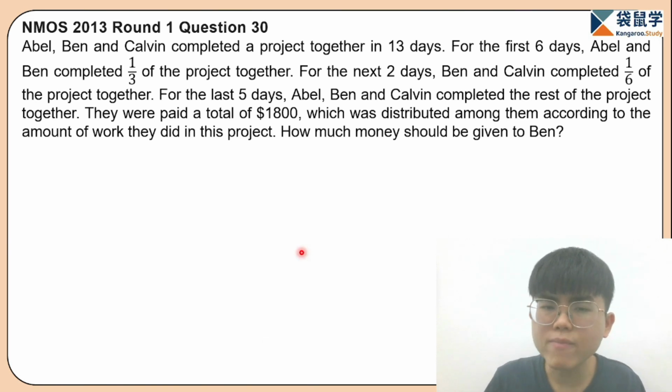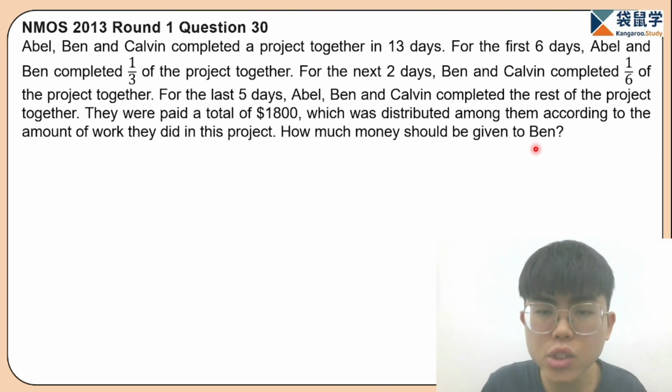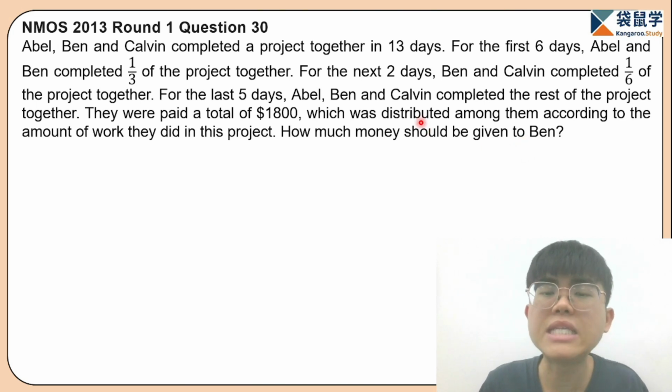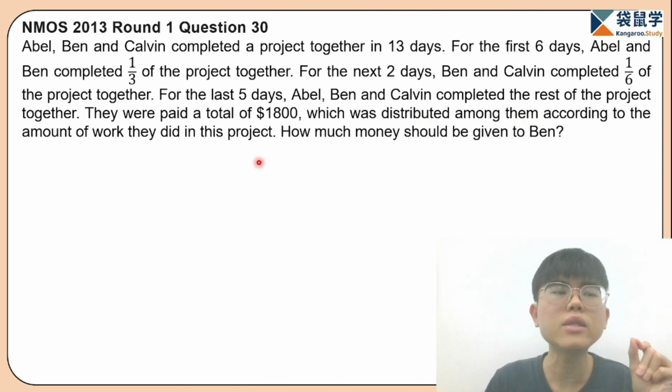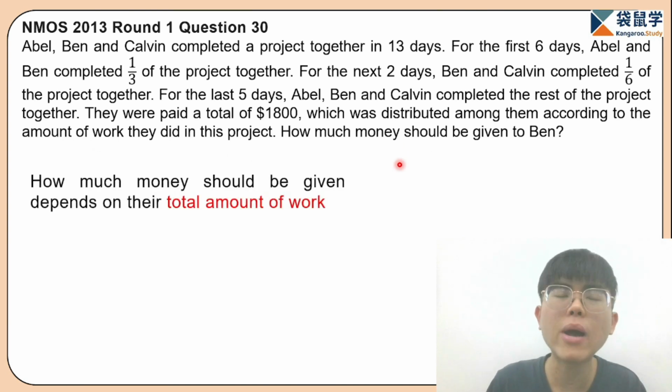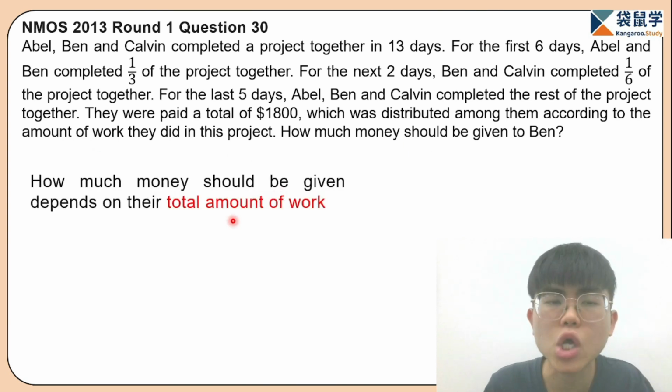So we are trying to find how much money should be given to Ben. Everyone, what does it depend on? From the question, we say that it must be distributed among them according to the amount of work, right? So how much money given to them depends on the total amount of work.